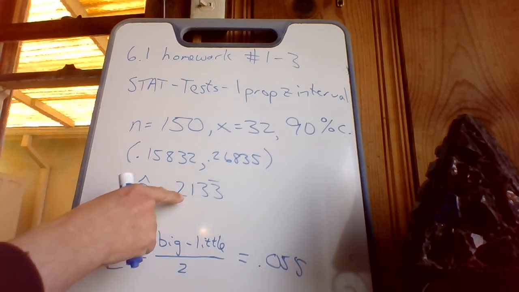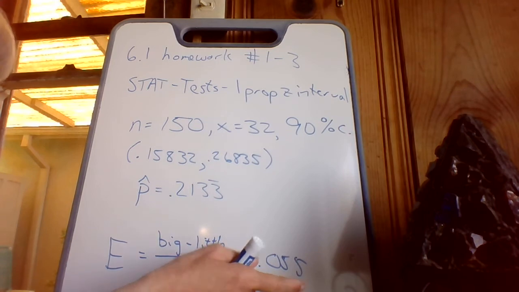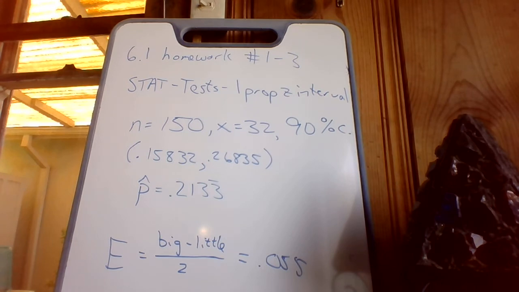If I was publishing a newspaper article on this particular study, I would say 21.3% of the population agree with this. And down at the bottom, I'd say plus or minus 5.5%. That's what the answer to this is. And it comes right out and says, construct a confidence interval estimate. So on numbers 1 and 2, you didn't even have to come up with the margin of error. You just had to come up with the interval.